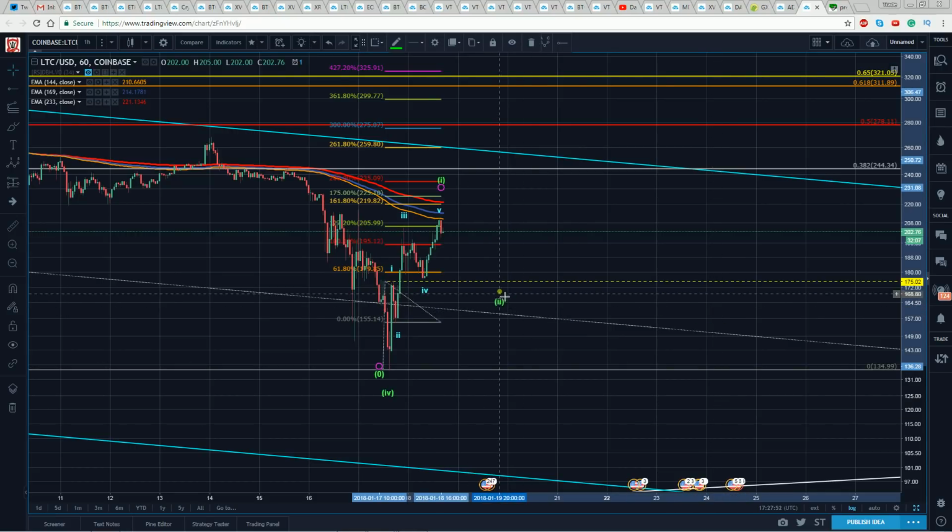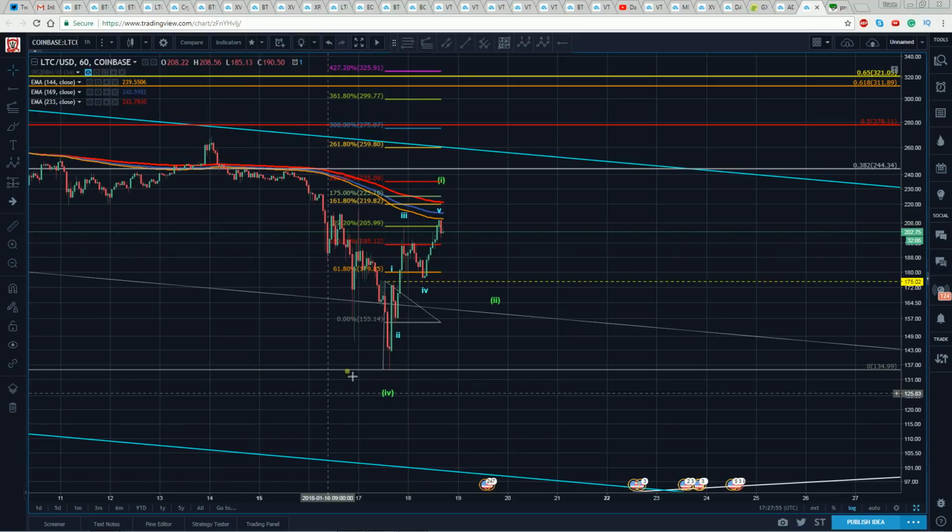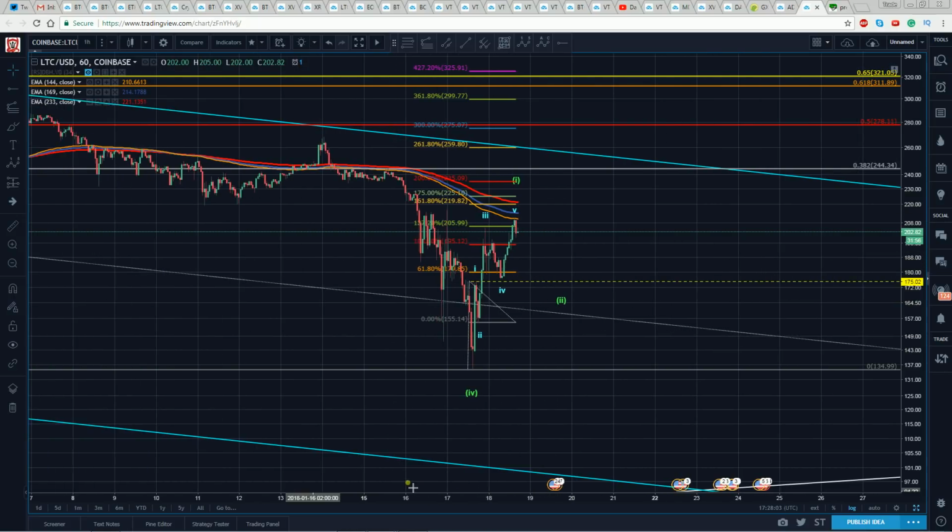So how are we going to know? Well, you don't know. This is a good sign here that we've got 5 waves, but keep in mind that that could be an A wave, right? You have to allow for all the scenarios.